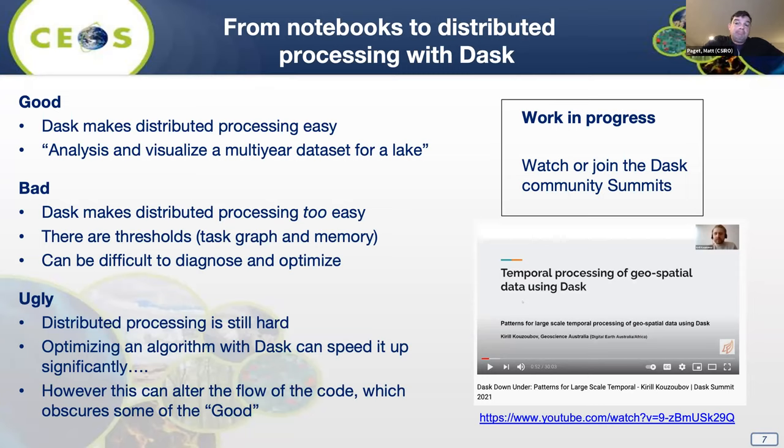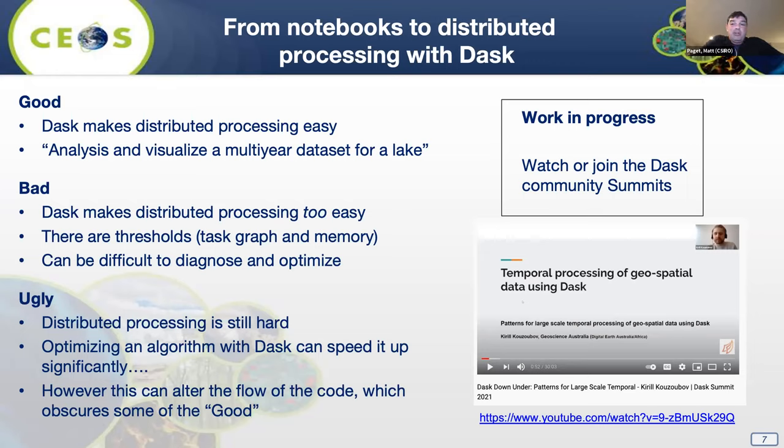The bad, it sort of makes distributed processing too easy. A new user can expect just to offer an algorithm to Dask and say, go make this faster. It's never quite as simple as that, we find. Because there are thresholds. They're around the size of the Dask graph and the memory usage across each of the nodes that still needs to be considered. And it can be quite difficult to diagnose and optimize down in the system of Dask. We're learning more all the time.